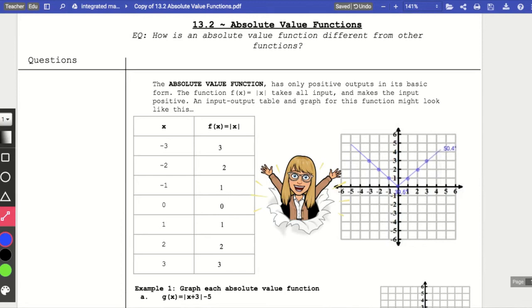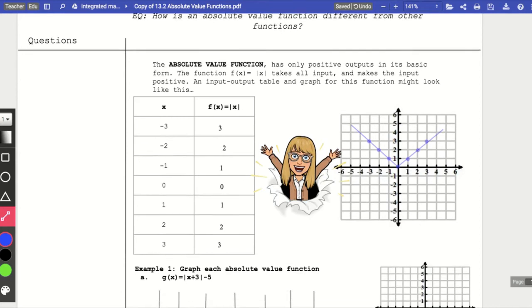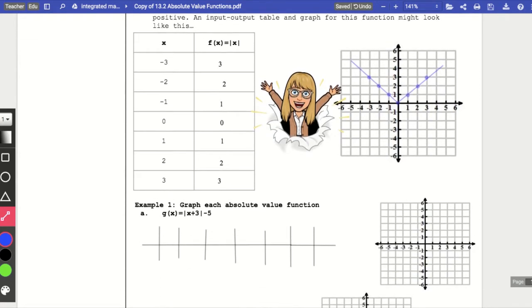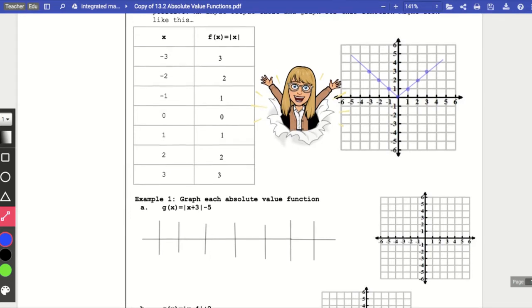What's really cool about the absolute value function is that you're always going to get this V shape. If you don't get this V shape, you did something wrong, or you need to include more points. So this is our absolute value function in its basic form. Observe that it's got the V, and that it's got a negative slope on the left and a positive slope on the right, in 1 unit. So that's the basic form of the absolute value function.